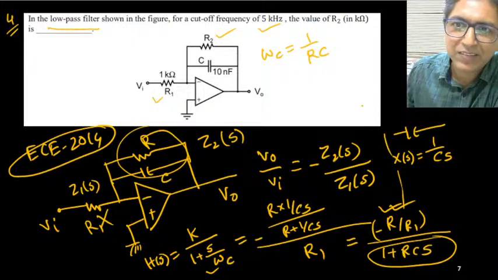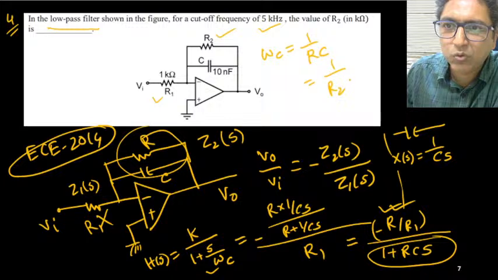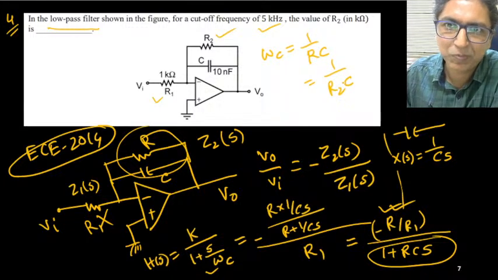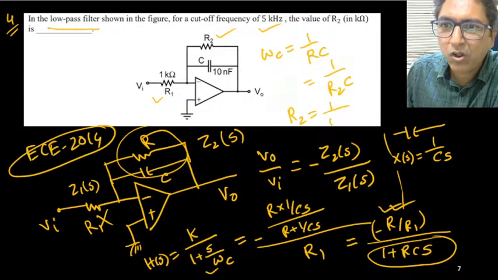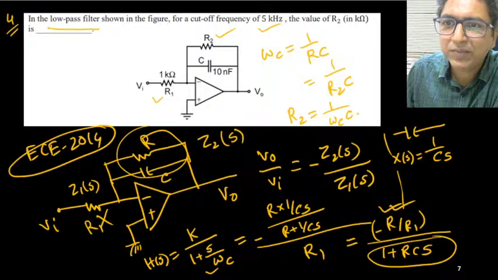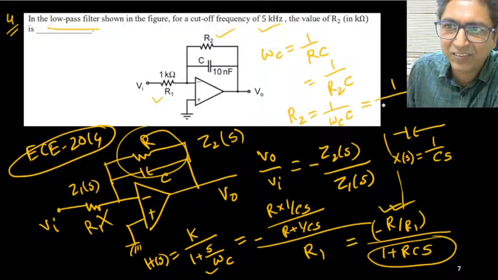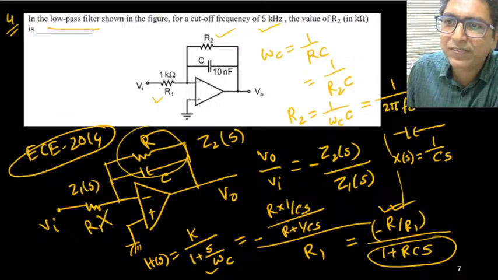Okay, so in this case, omega C will be simply 1 upon R2 into C. Is it okay? So what is R2? R2 is nothing but 1 upon omega C into C. And omega C is angular frequency. So if I want to compute with linear frequency in Hertz, we should multiply 2 pi, then Fc, and C.